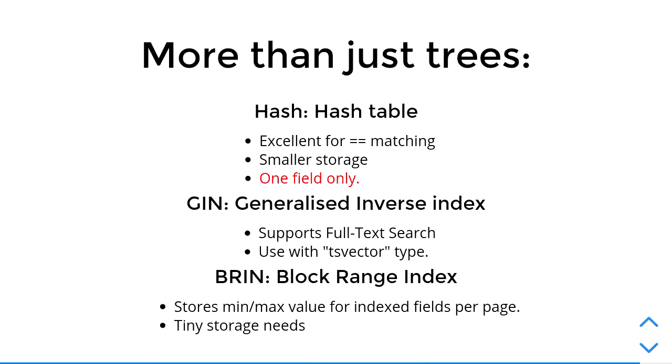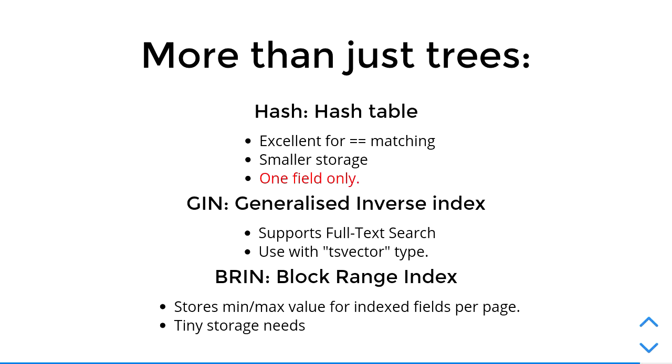Now, as I said earlier, Postgres supports more than just B trees. It supports hash table indexes, which are excellent for doing equals comparisons, but nothing else. You can't scan them linearly because they're not sorted. You can't do greater than or smaller than comparisons because they just don't support that sort of lookup. And they can only support one field in the value. But if you need to do that, they are very efficient for that.